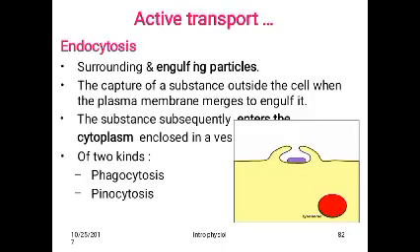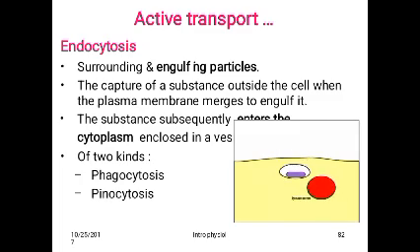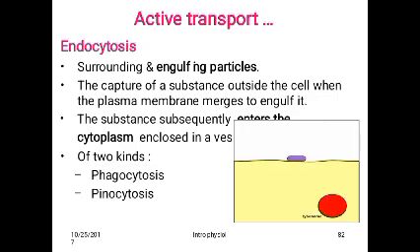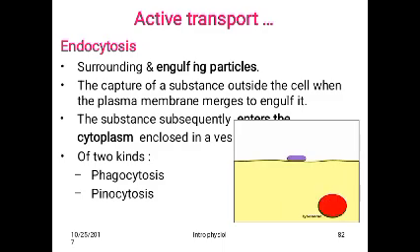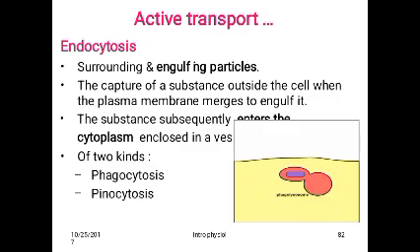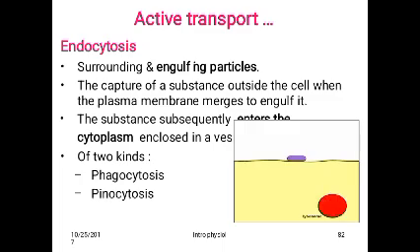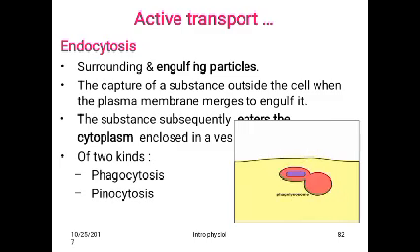Endocytosis. Surrounding and engulfing particles. The capture of a substance outside the cell when the plasma membrane merges to engulf it. The substance subsequently enters the cytoplasm, enclosed in vesicles of 2 kinds, phagocytosis and pinocytosis.